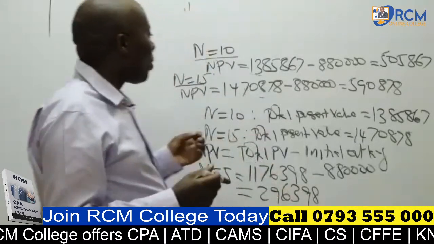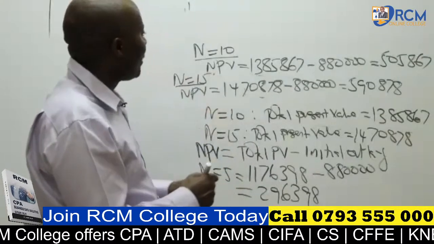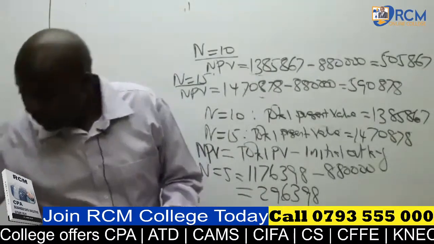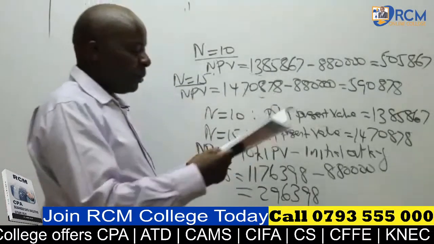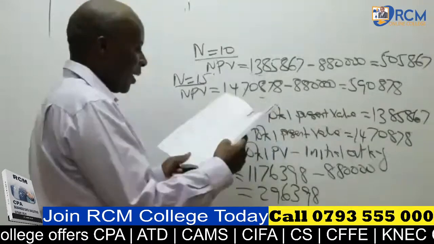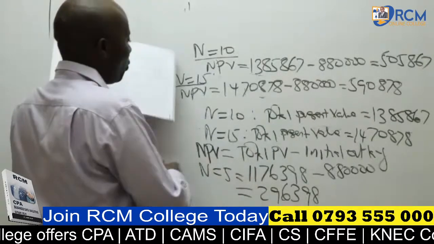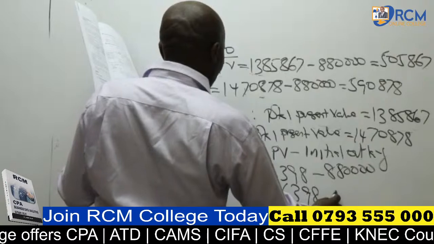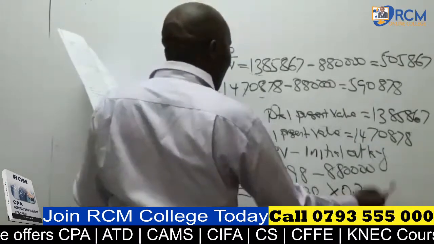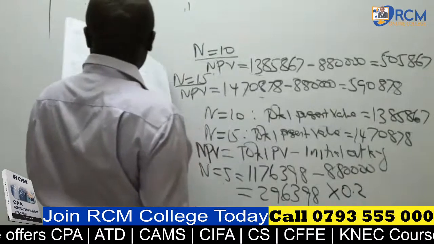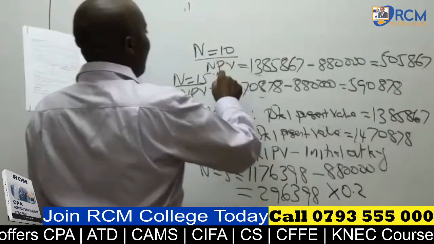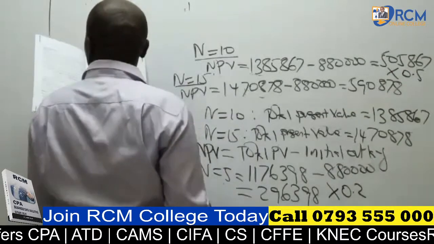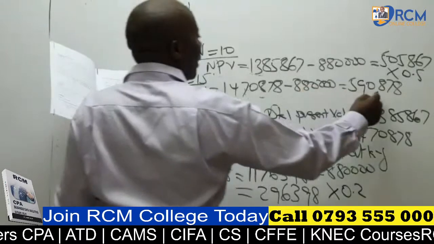We already have the probabilities. Remember the probabilities have been given, that if n is 5, the probability is 0.2. So then I should come here and pick the NPV of this 5 and multiply it with the probability. And then the NPV of 10, I know the probability is 0.5. And then we have an NPV of 15 times 0.3, like that.